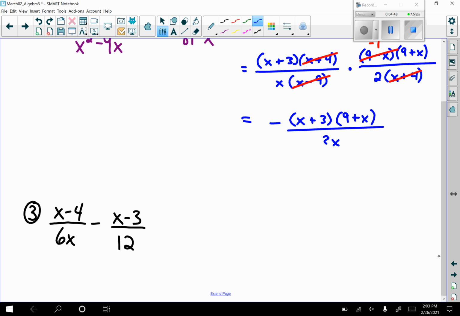All right, in number 3, we are subtracting. So remember what it means to add or subtract fractions.